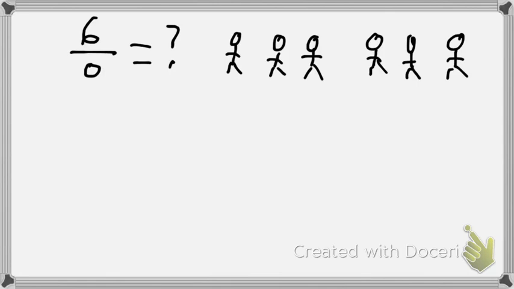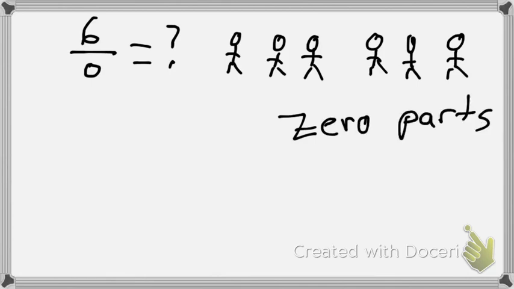We can't break them into 12 groups of half. We can't break them into 24 groups of a quarter, because that's really messy, and then the police get involved. But how would we break them into 0 groups? So what is 0 parts of 6? Some people would say 0. 6 divided by 0 is 0.